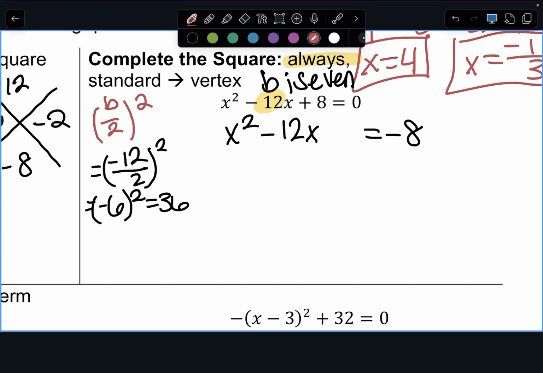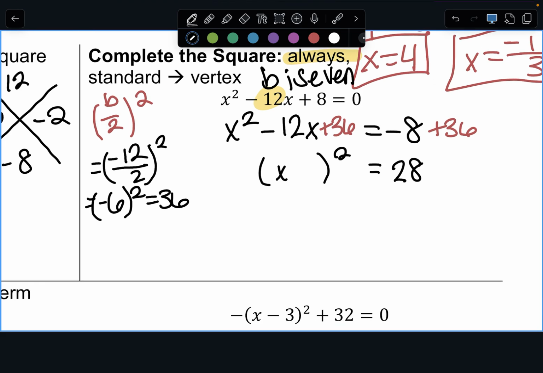What should I do with that 36? Add it to both sides. So plus 36, plus 36. On the right, combine like terms. I get 28. On the left, it's always going to factor into x plus or minus a number squared. This number is negative 6. It comes from right here. It is always b over 2. Or the x method: two numbers that multiply to 36, add to negative 12, are negative 6 and negative 6.